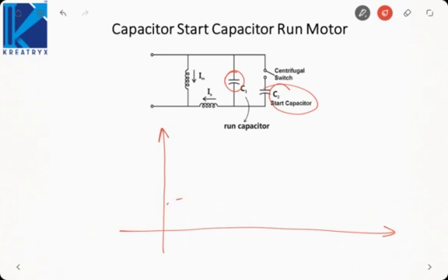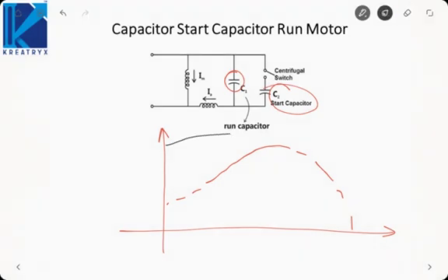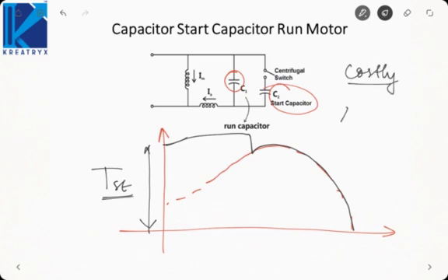Due to the running capacitor, the characteristics will be something like this. And due to the starting capacitor, the characteristics will be high at start, then they will go back to like this. The advantage here: since two capacitors are being used, the operation will be costly. But due to the run capacitor, the operation is silent and non-vibrational.